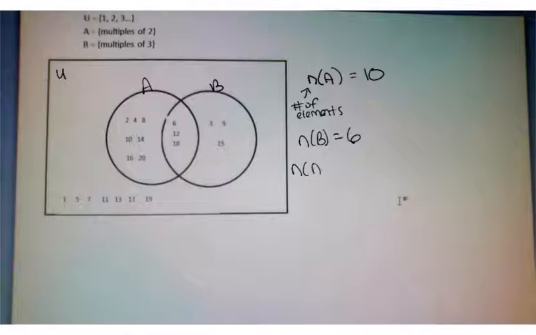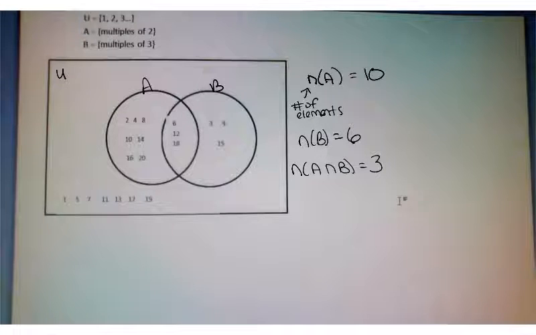This right here is asking for the number of elements in A intersect B. If you recall, the intersection is what the sets have in common, and that would be this region right here. So the number in the intersection is 3.